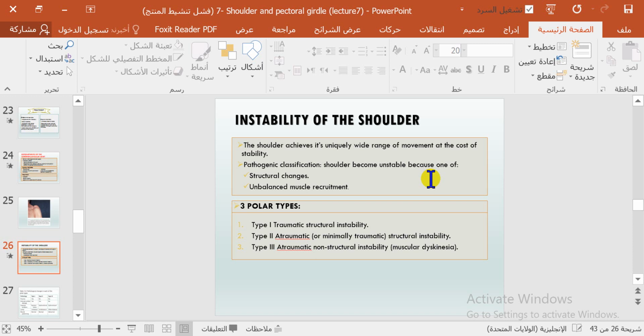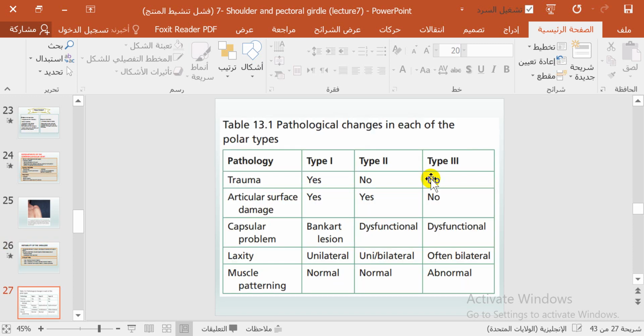So we have the three polar types. First of all, traumatic structural instability. Second one, atraumatic or minimally traumatic with structural instability. And third one, atraumatic non-structural instability, which is muscular dyskinesia. So the instability by three polar types we can classify into three groups. Here in type 1, the pathology is trauma, articular surface damage, and capsular problems, with abutment lesions and laxity; muscle pattern normal, and the second type differs, and the third type also differs.